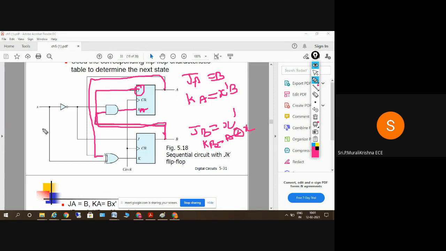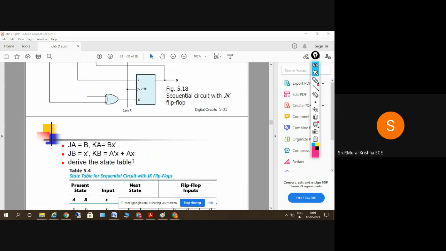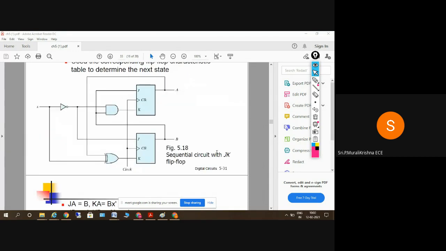Okay, so these are the equations of JA, KA, and JB and KB. This is the first step we have to do: find the state equations. JA is equal to B. KA is equal to B X bar. JB is equal to X bar. KB is equal to A exclusive OR X, which is A bar X plus A X bar. So these are the equations here.